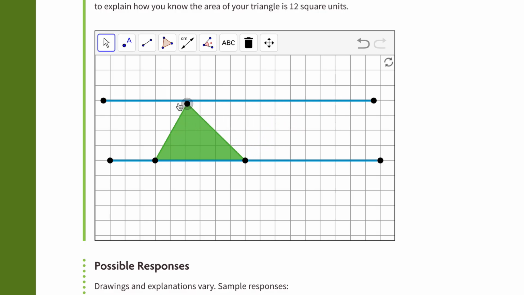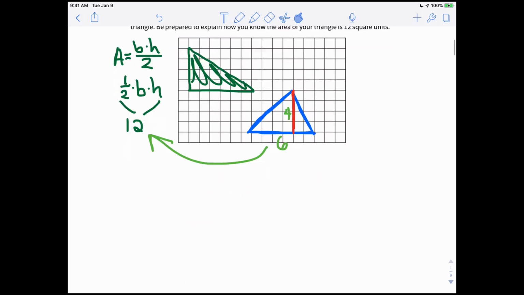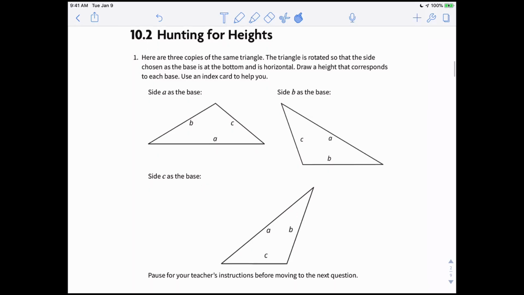So all of these triangles have an area of 12 because they have a base of 6 and a height of 4. Kind of interesting. So let's get back to our worksheet. We're going to be hunting for heights. Here are 3 copies of the same triangle, but they rotated it around. So you get that classic base as the bottom, like we're familiar with.